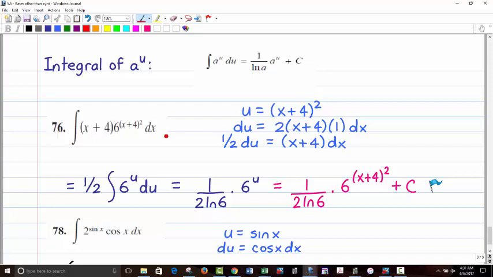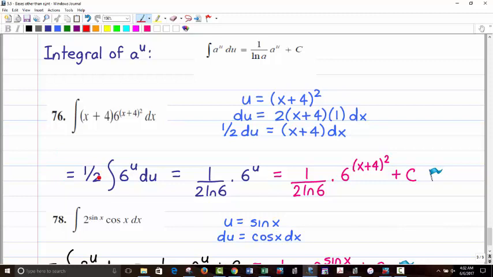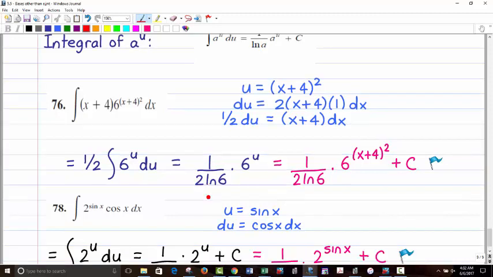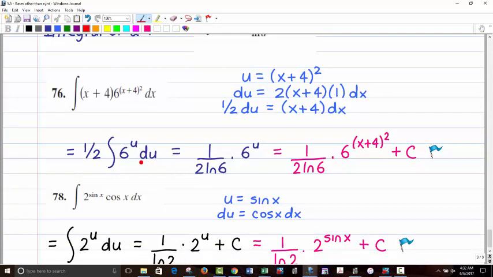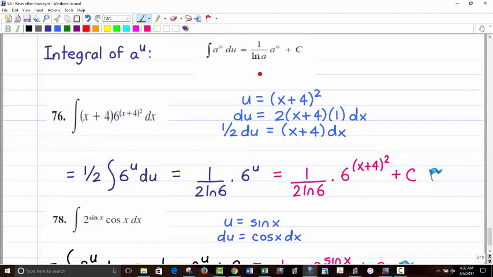But I only need an x plus 4, so I divide both sides by 2. So 1/2 du gives me my x plus 4 that I need with my dx. And then that'll just be 6 to the u. So my integral becomes 1/2 on the outside, 6 to the u du. So we just follow this formula. We have 1 over, put the 2 on bottom. You could have left the 1/2 on top, that's fine. And ln of 6 from this formula.